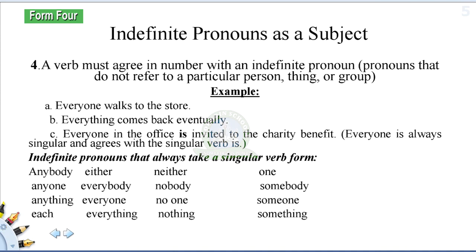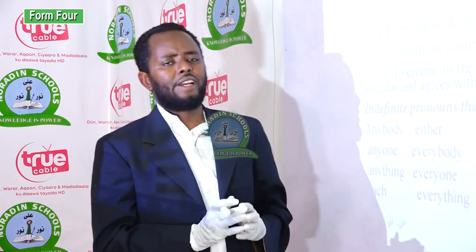Okay. Indefinite pronouns as a subject. A verb must agree in number with an indefinite pronoun. If someone asks you, what are indefinite pronouns? Pronouns that do not refer to a particular person, thing, or idea.